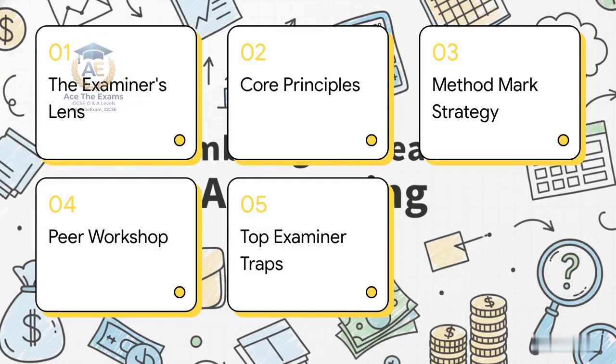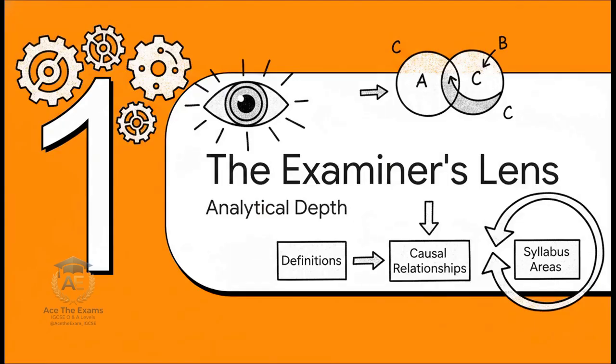First, we'll look through the examiner's lens. Second, we'll deconstruct the core principles. Third, we'll cover the method mark strategy. Fourth, we'll run a quick peer workshop. And finally, we'll expose the top examiner traps. Let's start with Section 1, the examiner's lens.